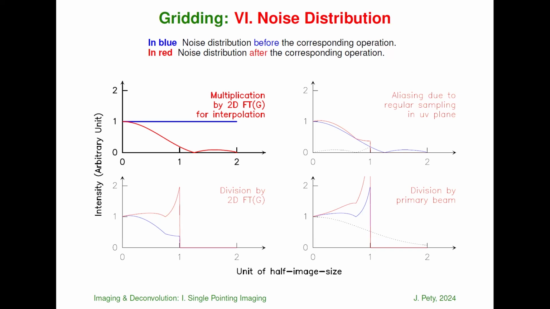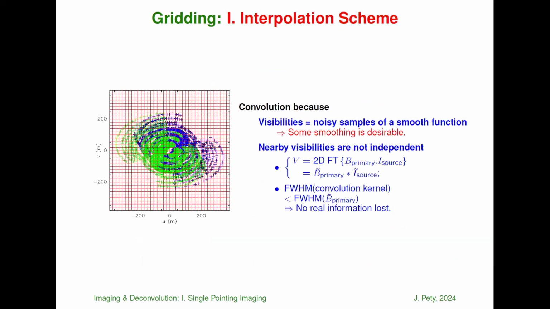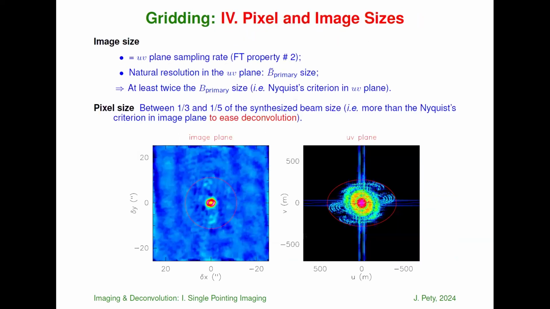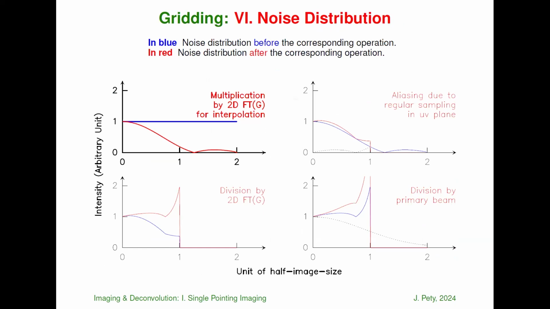So you're starting from a noise that is flat, and by the first operation of gridding, you end up with a noise RMS that is going down to 0. But in fact, that's not exactly what is done by gridding, because I told you that in gridding, you have to make not only the convolution, but you also have to divide in the image plane by the Fourier transform of the gridding kernel. So here it's a convolution. So after the convolution, your noise is going down.